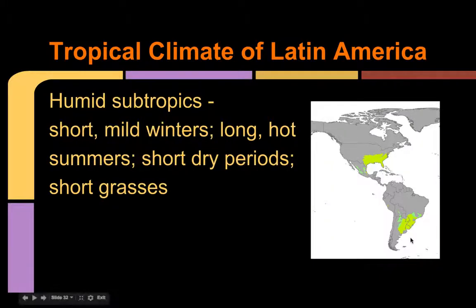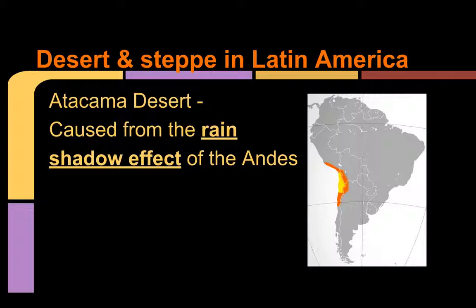And the last tropical climate are the humid subtropics. You can see here that this is down here, and also you'll see that it's the same as our American South. So they have short, mild winters, they have long, hot summers, they have short, dry periods, and also short grasses for grazing.